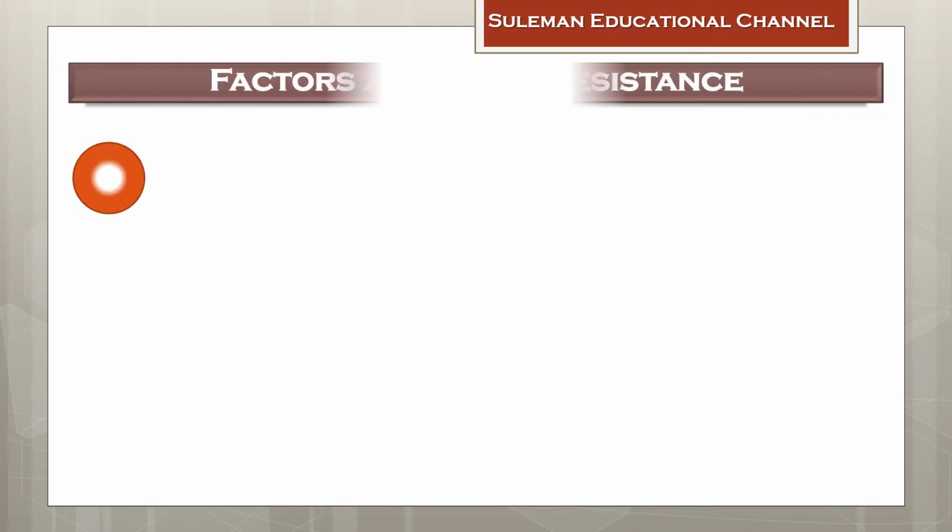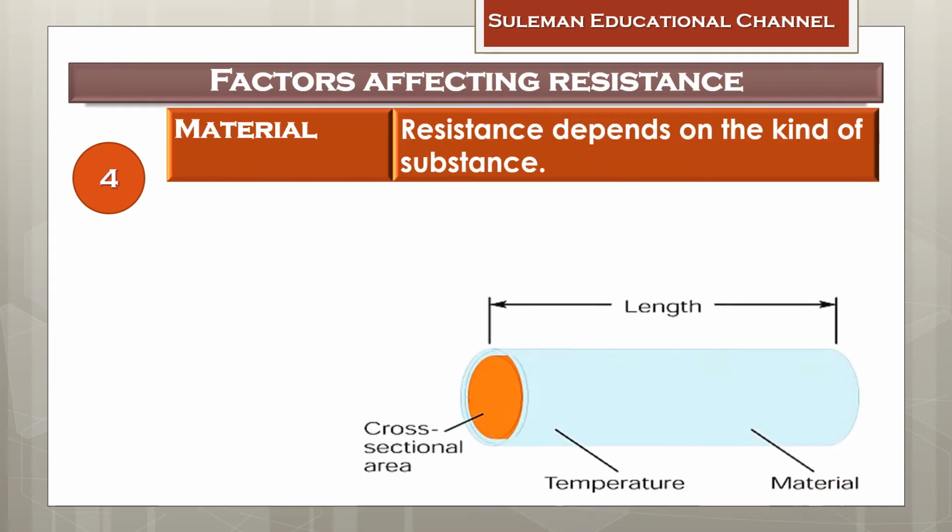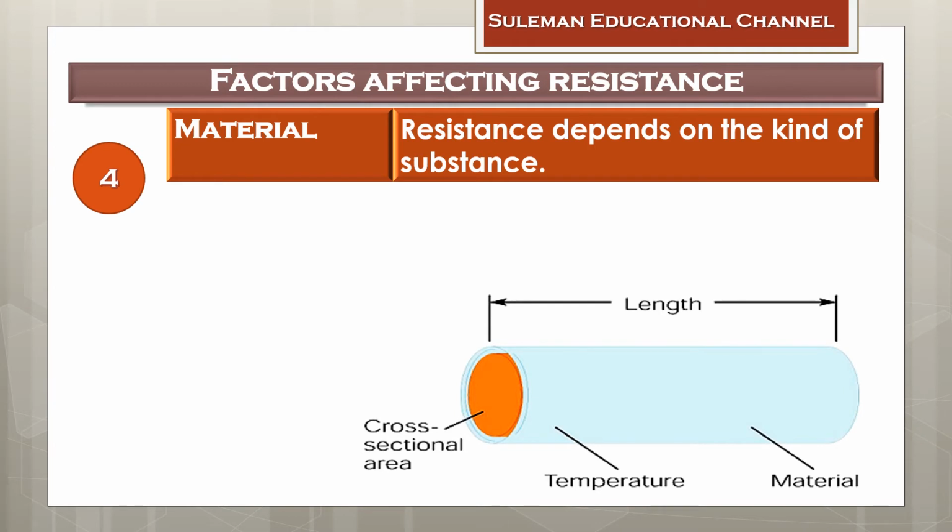The fourth factor that affects the resistance is the material. Keep in mind that different materials have different values of resistance. So resistance varies from material to material.